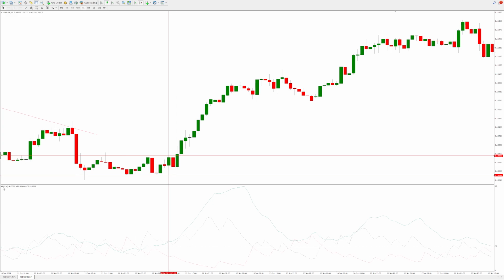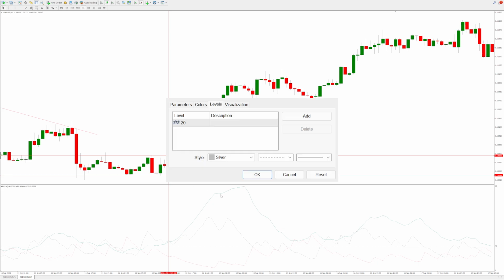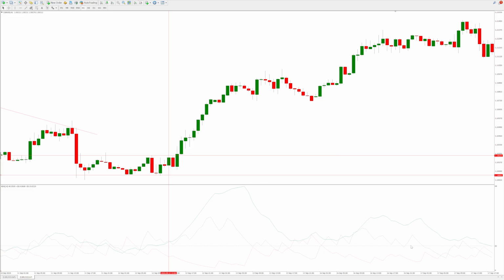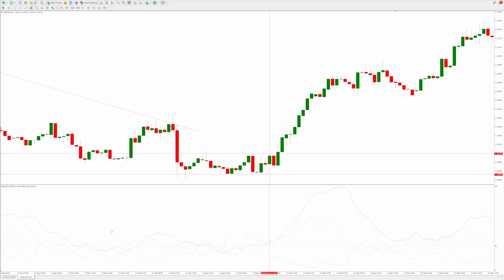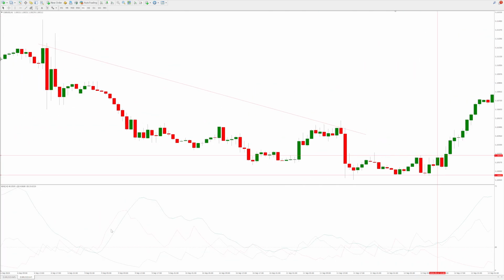This indicator here is the ADX, average directional movement index. I've added a 20 level to it, as you can see here. Basically, with this indicator, you're looking for the green line to be above the red line, so the plus to be above the minus, which means that we're in an uptrend. Whereas if the red is above the green, as we can see here, we're in a downtrend.